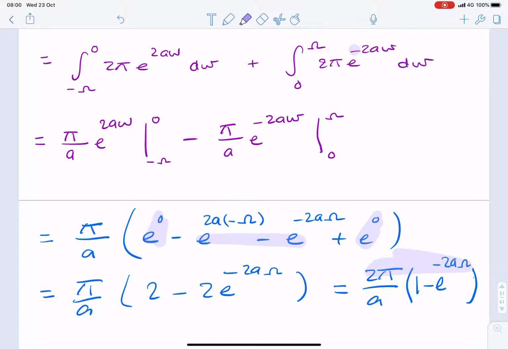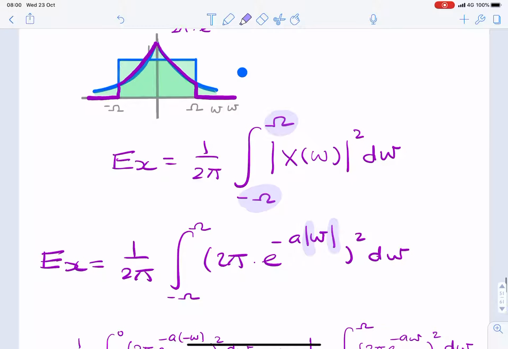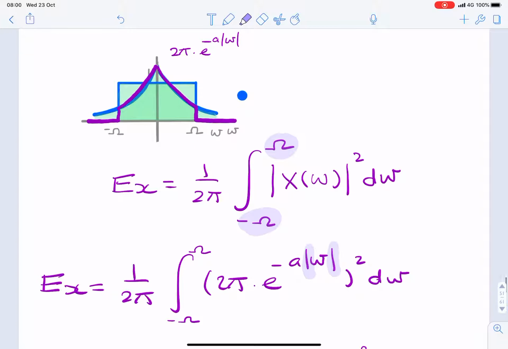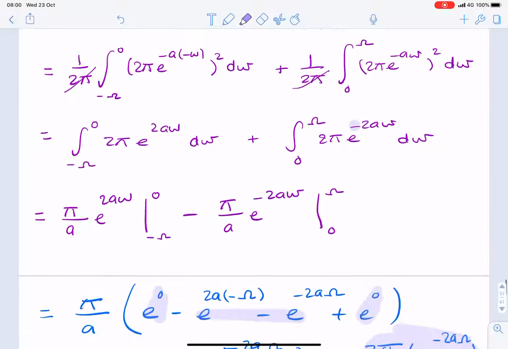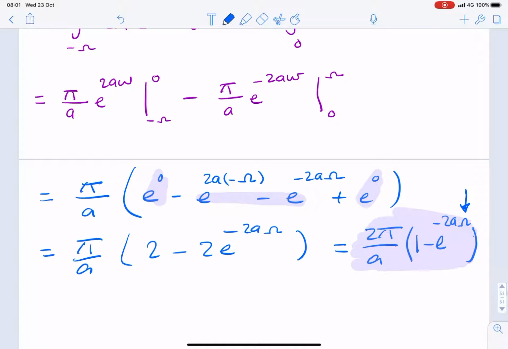So this is our new expression for the energy retained after this double-sided exponential signal in the frequency domain passes through a low-pass filter. So notice how the energy is a function of omega. So what would happen if omega were to decrease? That means the cutoff frequency of the low-pass filter, if it were to decrease, what would happen to the energy? We would expect it to decrease as well.